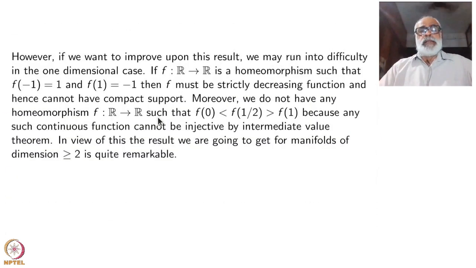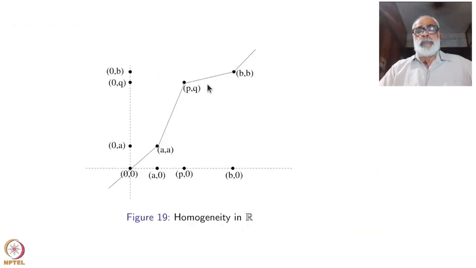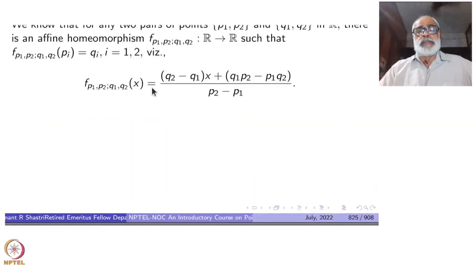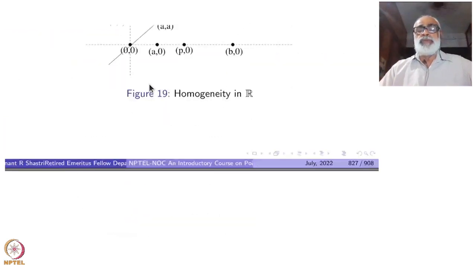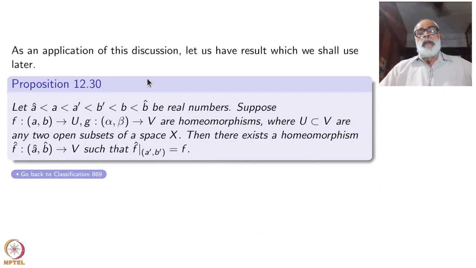So whatever it is, this discussion, this kind of patching up of affine linear maps of this nature, P1 going to P2, Q1 going to Q2, can be used for many uses, and much use it has. So let me have a result here which we will use later on in the classification of one-manifolds.